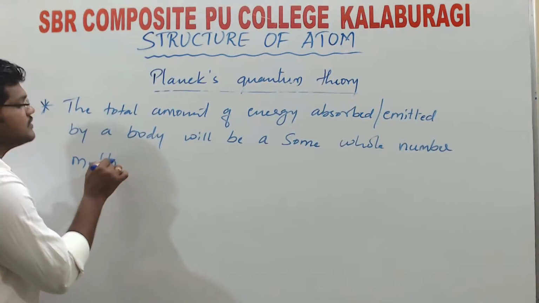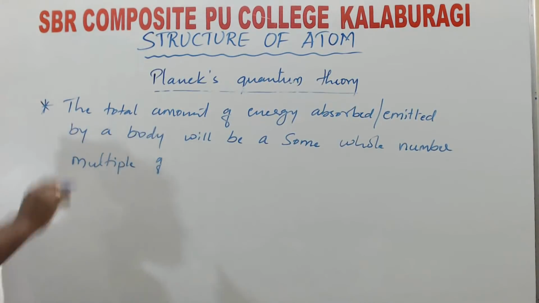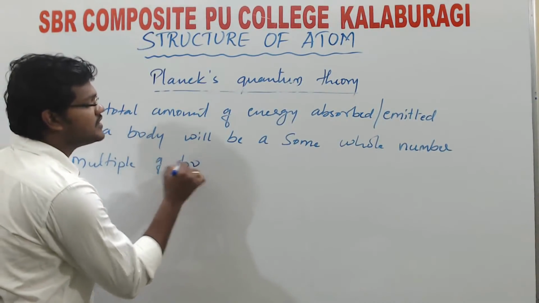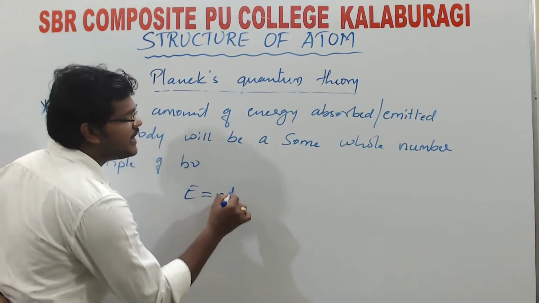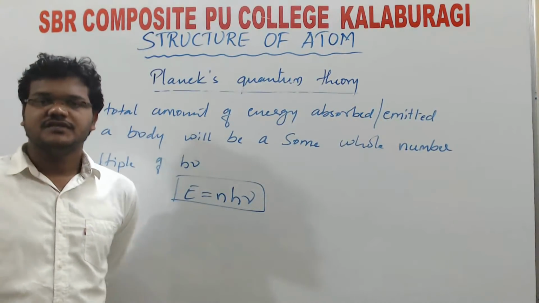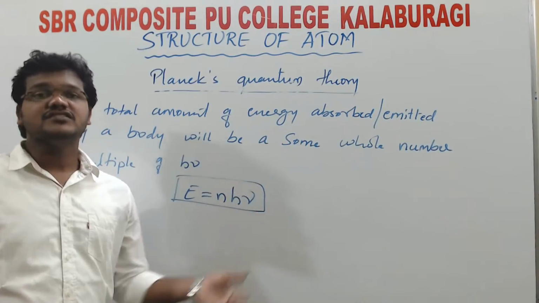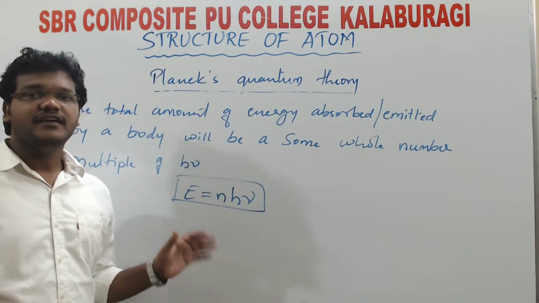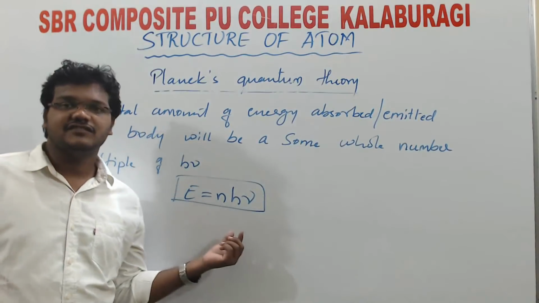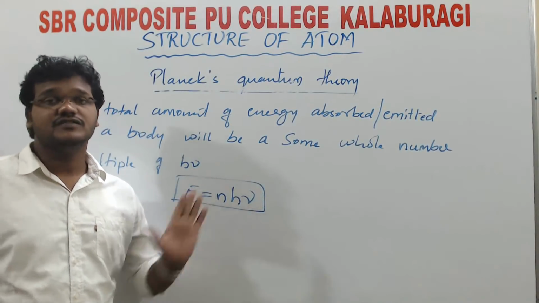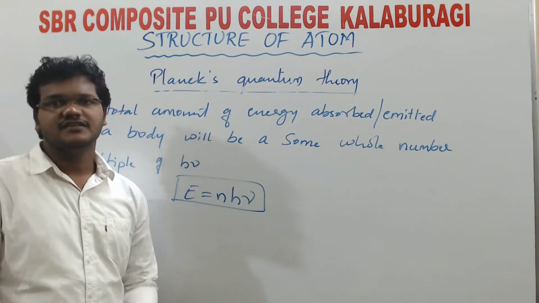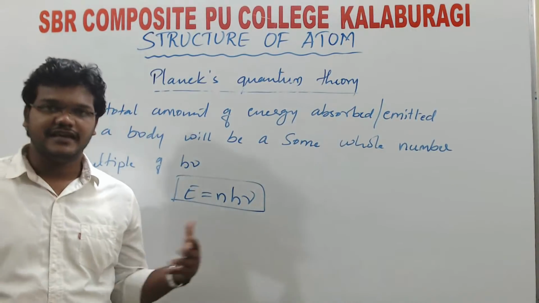It is a multiple of what? h nu. E equals h nu. Means a multiple of h nu. Means E is equal to n h nu. That is his third postulate. The total amount of energy for a body which emits or absorbs radiation is given by a whole number, an integral multiple of h nu. Or else you can write E is equal to n h nu. Okay, so this is the third postulate of Planck's quantum theory. So there are three postulates he has given.